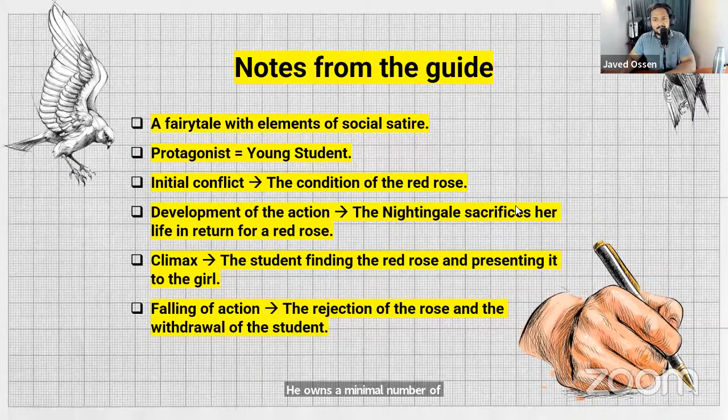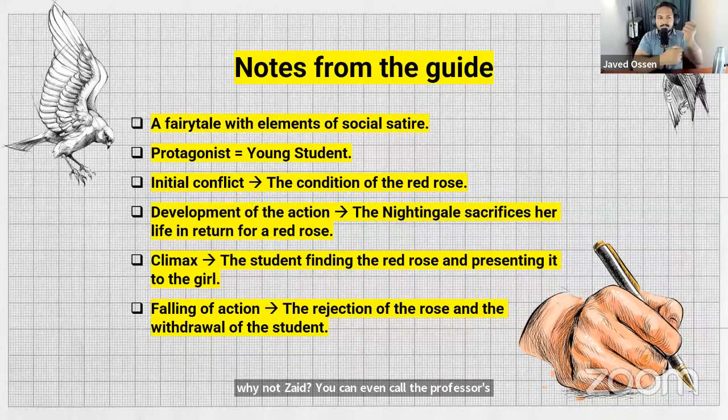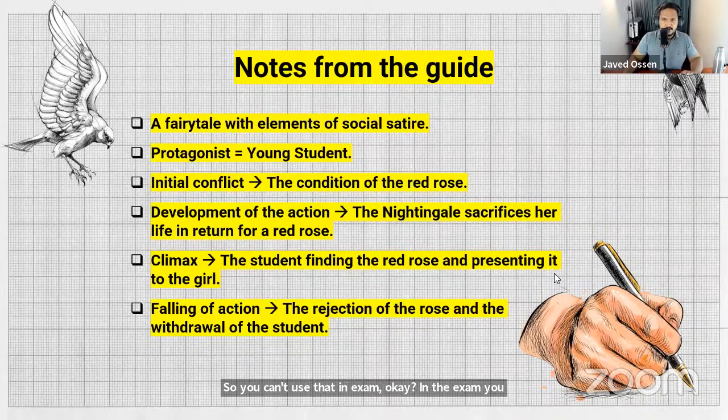You're right. Why not, Zaid? You can even call the professor's daughter a what digger? A gold digger, but that is an informal word, so you can't use that in the exam, okay? In the exam, you call her a materialistic person. You're right.